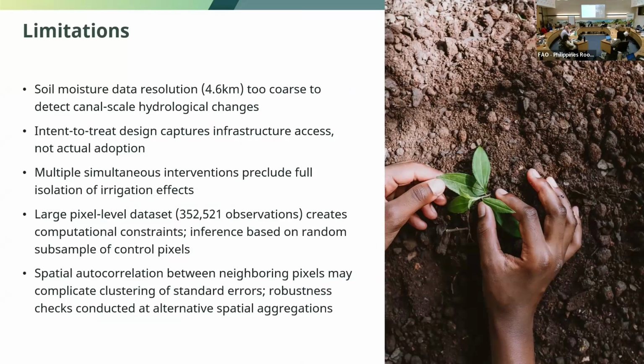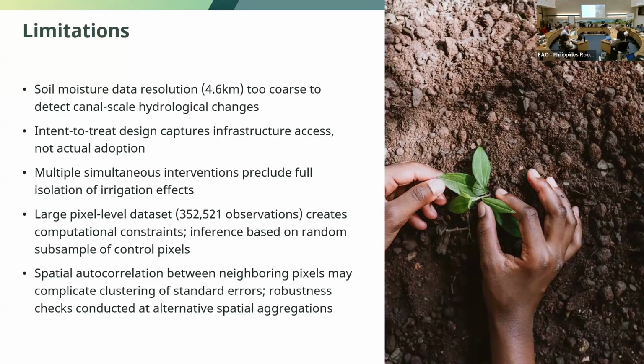Three limitations worth flagging briefly. First, the coarse resolution of TerraClimate soil moisture data, which we have already discussed. This issue can be solved by using high-resolution imagery that is now available or ML-based downscaling. Second, our intent-to-treat design captures infrastructure access rather than actual farmer adoption, so our estimates likely understate the effect for farmers who actively irrigated. This can be partially resolved through ML-based land use classification to identify actively cultivated pixels within the perimeter.